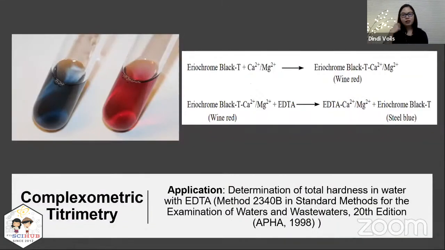Just like what I mentioned, complexometric titration has been replaced with more advanced techniques, but there is still an acceptable test method using this type of technique. It's the determination of total hardness in water with EDTA. Same concept from the previous slide, except your analyte is calcium or magnesium. As you can see here, your initial color is wine red, and at the stoichiometric point, or just right after the stoichiometric point, you form a steel blue solution.